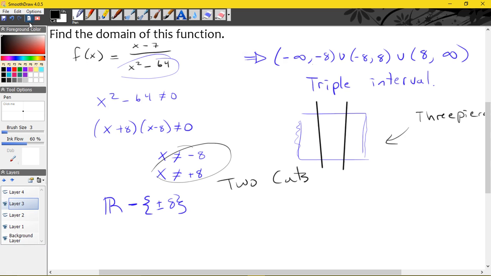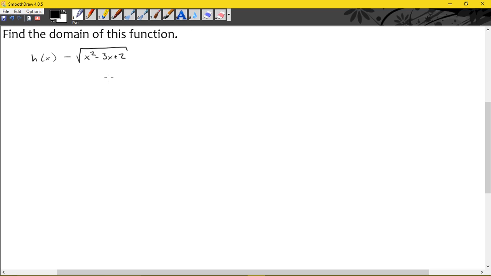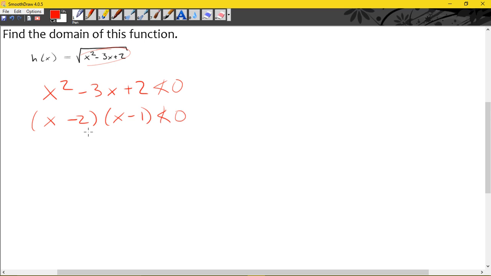Next, we're going to take a look at this ugly, terrible, no good square root. And we need this whole thing here, x squared minus 3x plus 2, to not be less than 0. So I'm going to factor it. x minus 2 times x minus 1. And then I have to think.